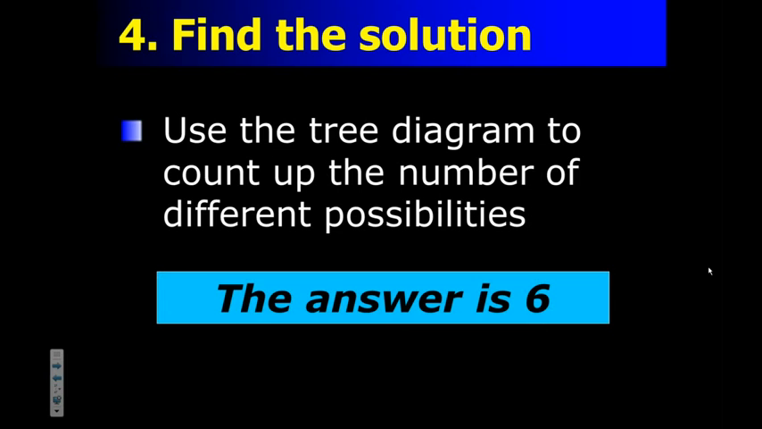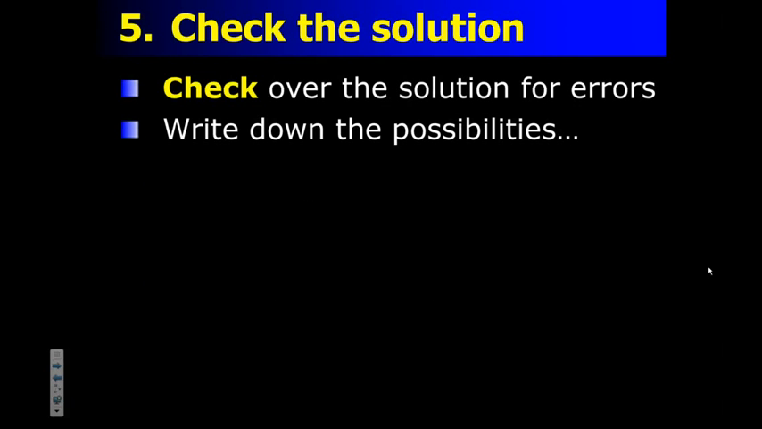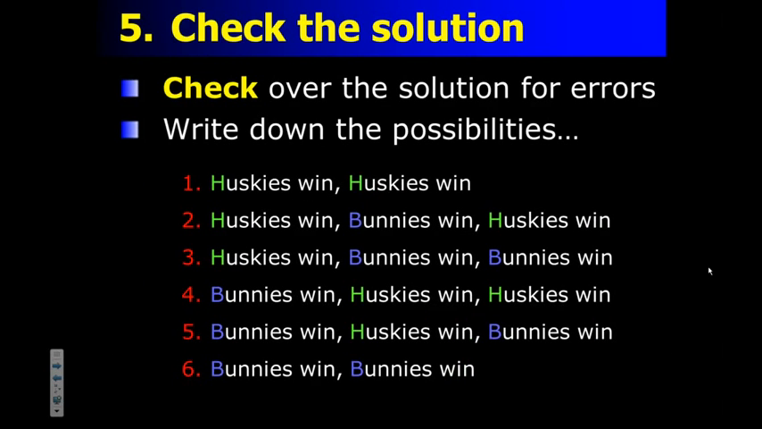Okay? In checking it, sometimes the way we solve problems is we actually do it a different way. So maybe I'm not going to use a tree this time. Maybe I'm just going to write them out. Write out the possibilities. Here they are. Huskies, Huskies; Huskies, Bunnies, Huskies; etc. That checks it for me. Yeah, there's 6 different ways to do this tournament.